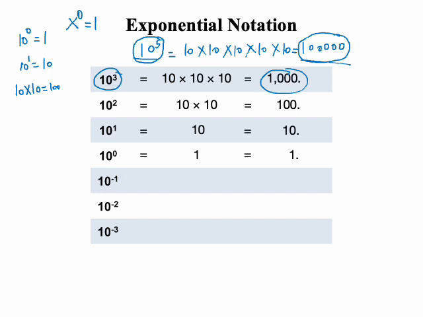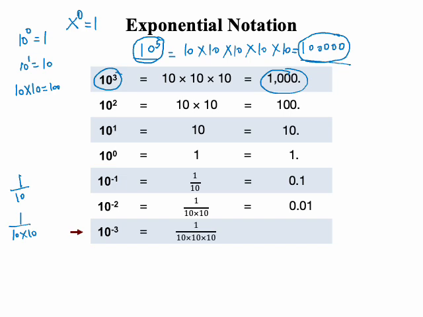If your power is negative, that essentially means you have 1 over that number. If I have 10 raised to power negative 1, that means it's 1 over 10 one time, which would give you 1 over 10, which is 0.1. If it's 10 raised to power negative 2, that means I have 1 over 10, but 2 times. So that is 1 over 10 times 10, which is 0.01. Similarly, 10 raised to power negative 3 means I have 1 over 10, 3 times, which will give you this number.